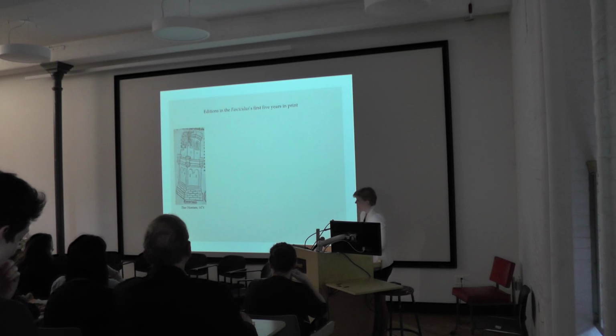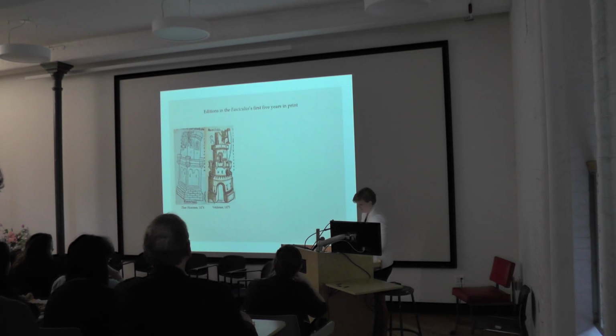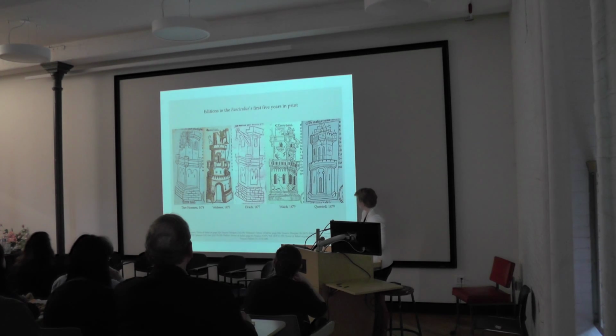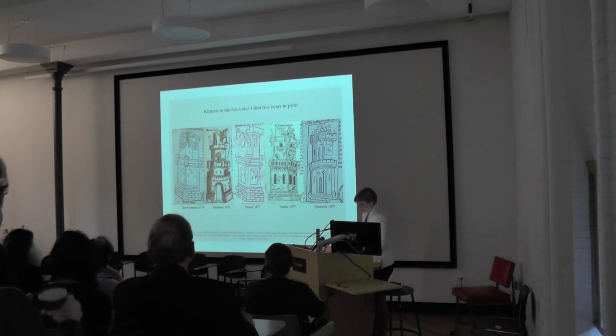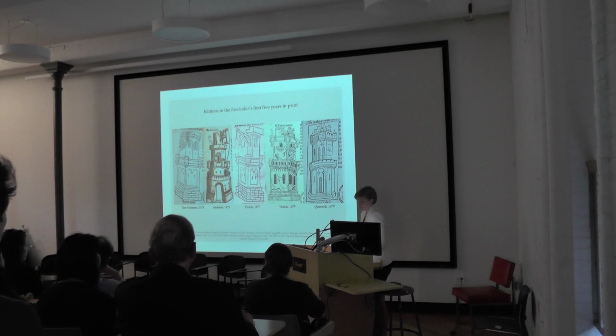Six editions follow Therhoernen in the book's first 5 years in print, of which this presentation is concerned with those by Belckner in 1475, Brock in 1477, Walsh in 1479, and Quentell also in 1479. These different versions of the illustration of the Tower of Babel found in those editions give a sense of the changes in the book's illustration program over time. And these editions all had around the same number of illustrations, about 5 to 10.